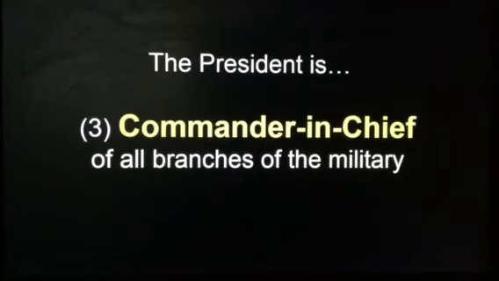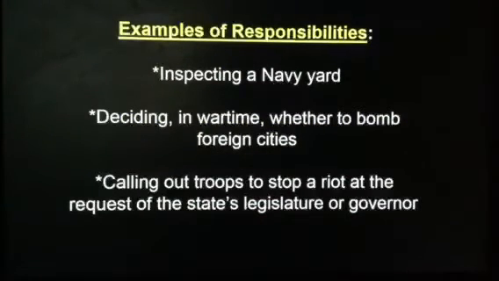3, the President is Commander-in-Chief of all branches of the military. Commander-in-Chief. Examples of responsibilities: inspecting a naval yard, deciding in wartime whether to bomb foreign cities, calling out troops to stop a riot at the request of the state legislature or governor.